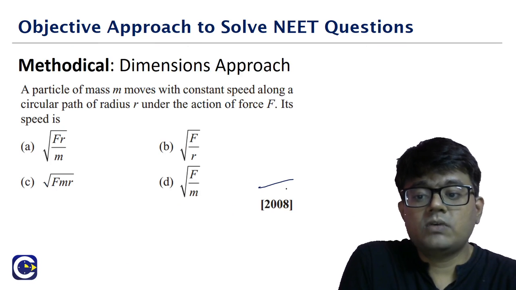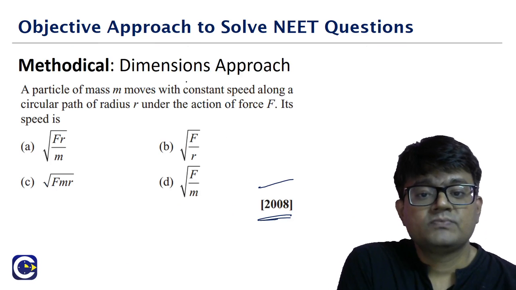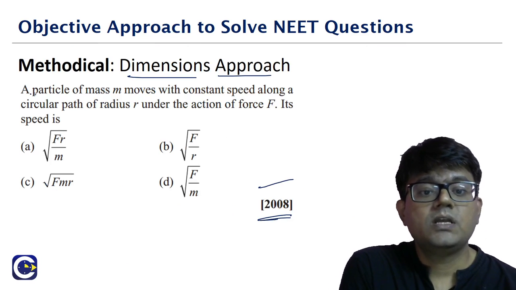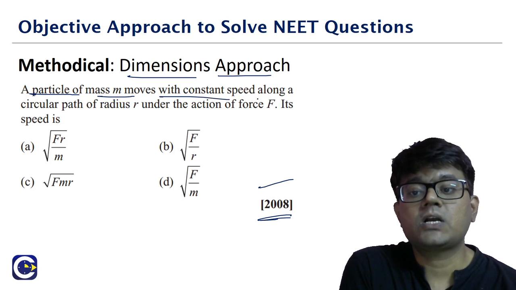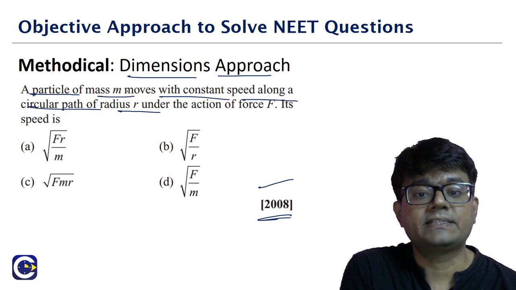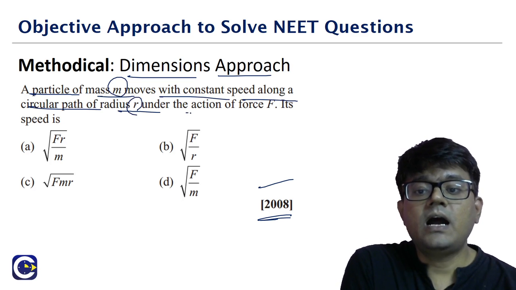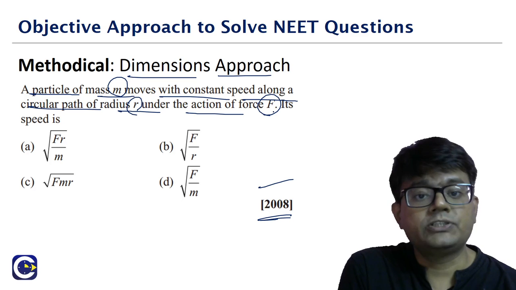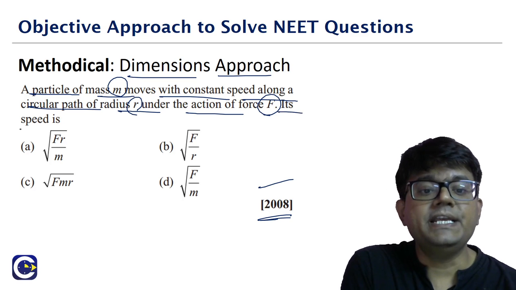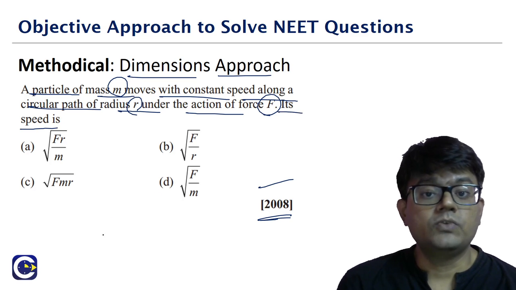So, this is a question that has come in 2008. We'll go with the dimensional approach. A particle of mass m moves with a constant speed along a circular path of radius r under the action of a force f. Its speed is, so we should calculate the speed.